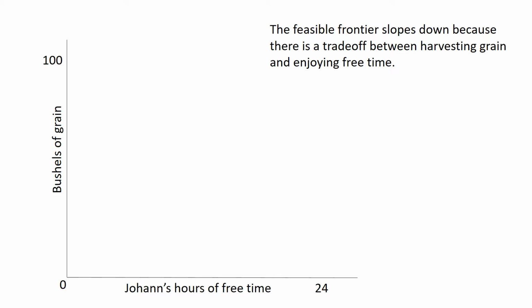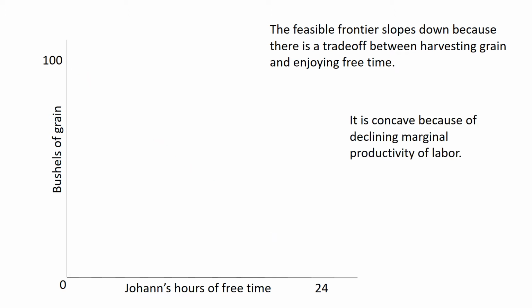If the feasible frontier were a straight line, that would mean that Johan produces the same amount of grain for each hour of work. But if the feasible frontier is concave, as it is in this example, then we have declining marginal productivity of labor. As Johan gives up more free time, he produces less and less grain for each hour worked. That's what gives us the curved shape of the feasible frontier.